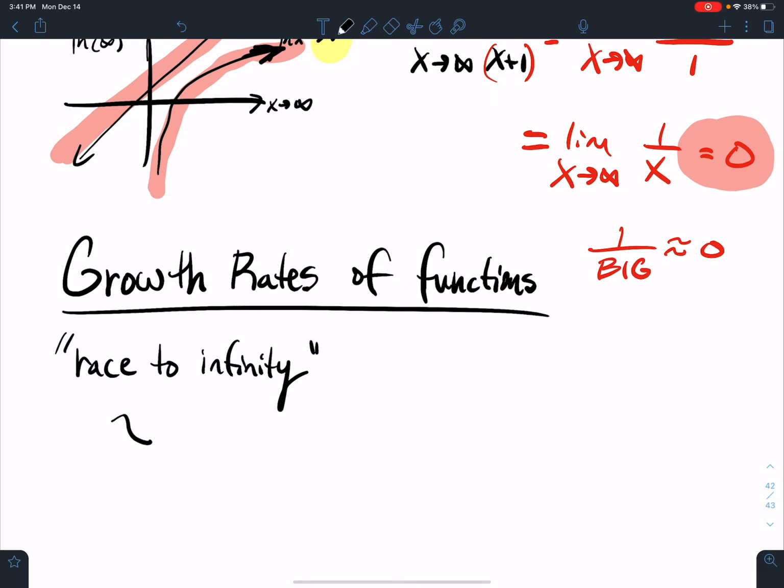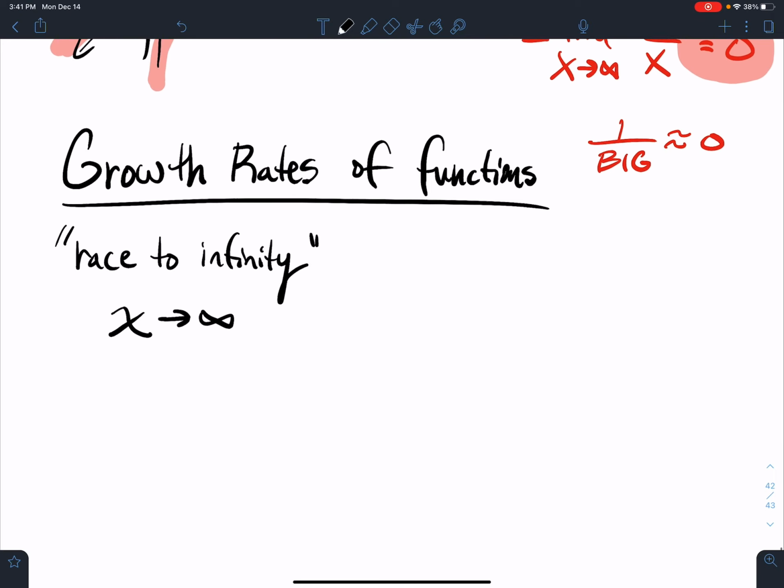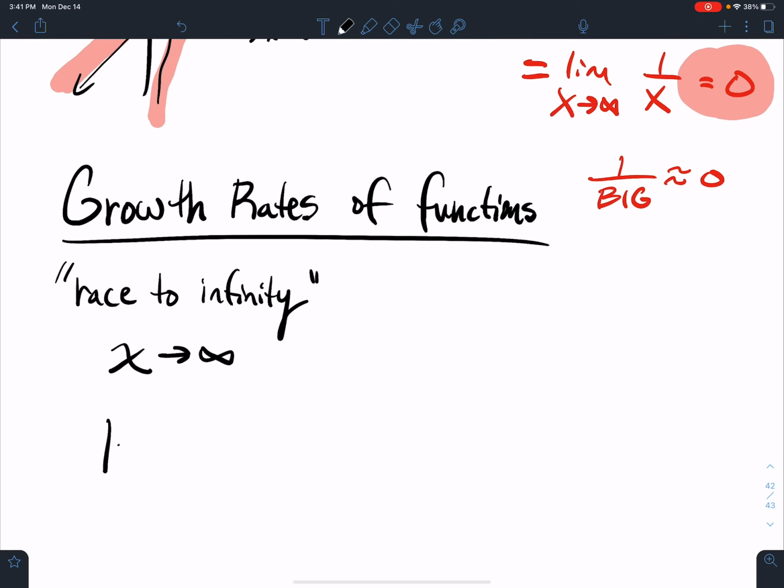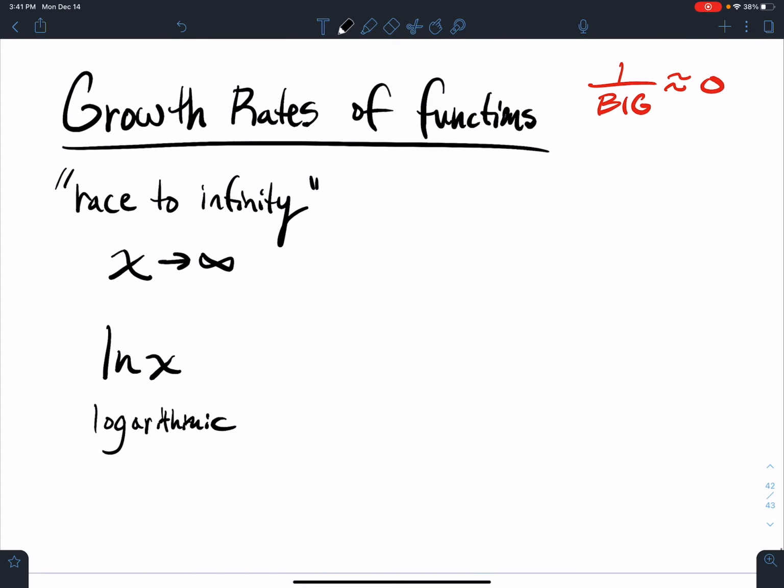Right? So as x approaches infinity, which one's growing the fastest? Well, we'll start with the slowest one. The slowest is the natural log of x. So anything logarithmic. Okay, so nothing special about base e. It could be log x, log base 2 of x, whatever, right? Just anything logarithmic. That's the slowest growing.